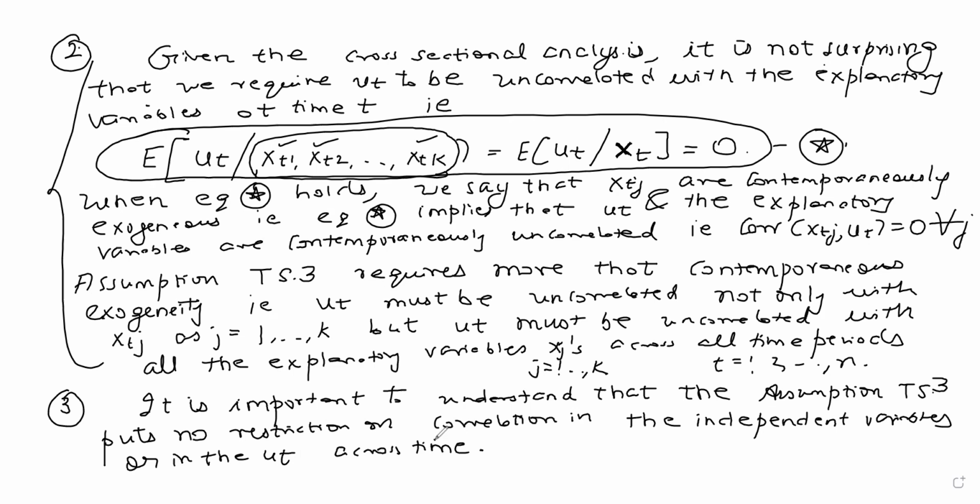That means the independent variables can be correlated over time. There should not be a linear combination of each other. There should be no multicollinearity, but the independent variables can be correlated over time. That means the independent variable x1 can be correlated over time. So I can say that xt minus 1,1 and xt1 can be correlated.